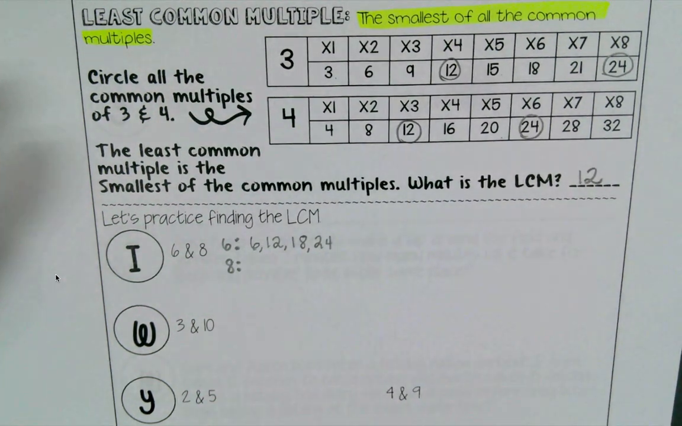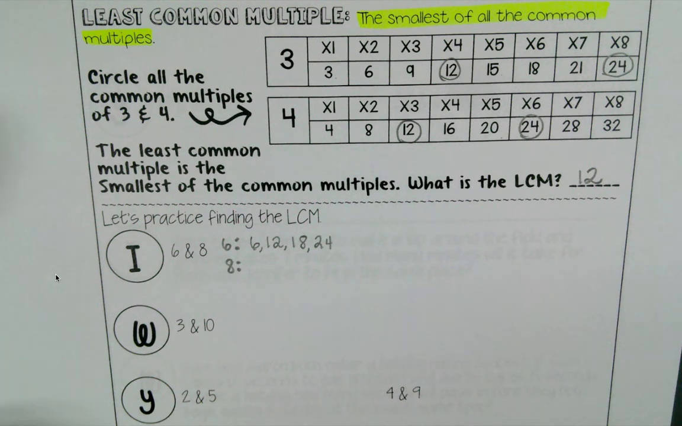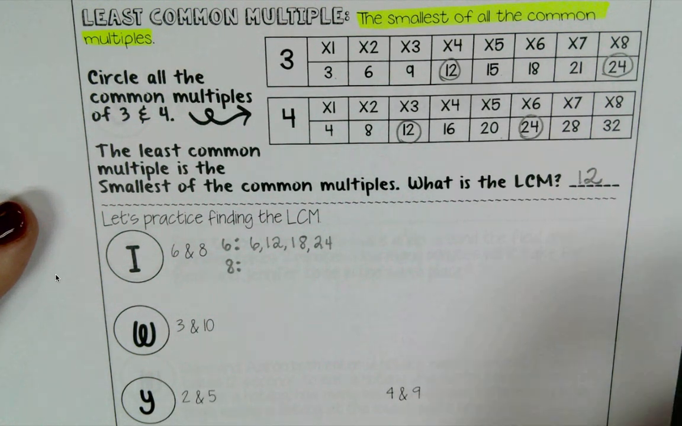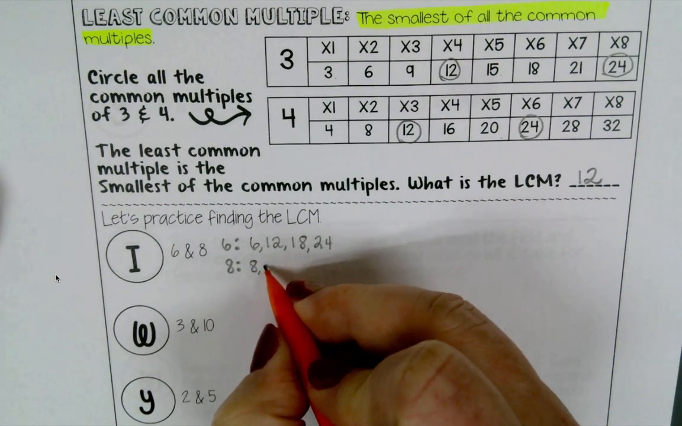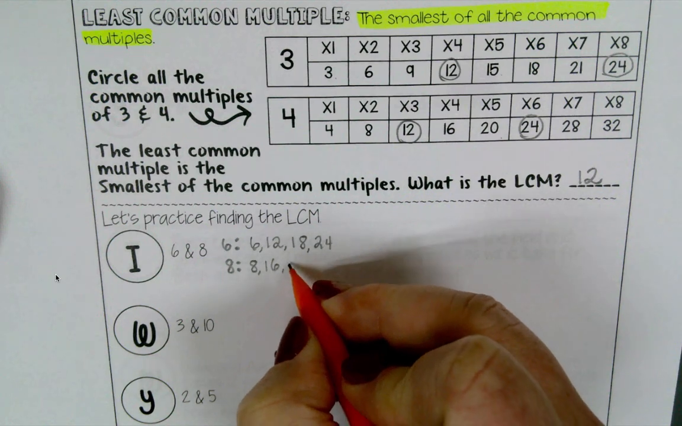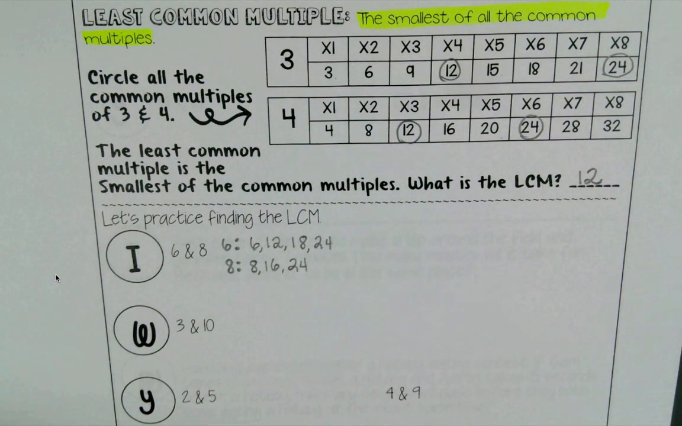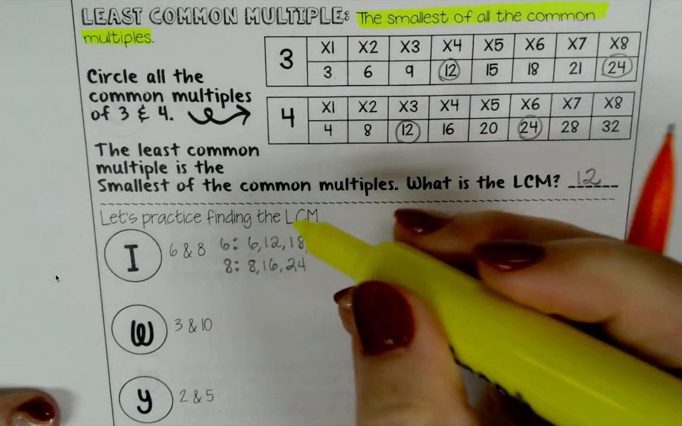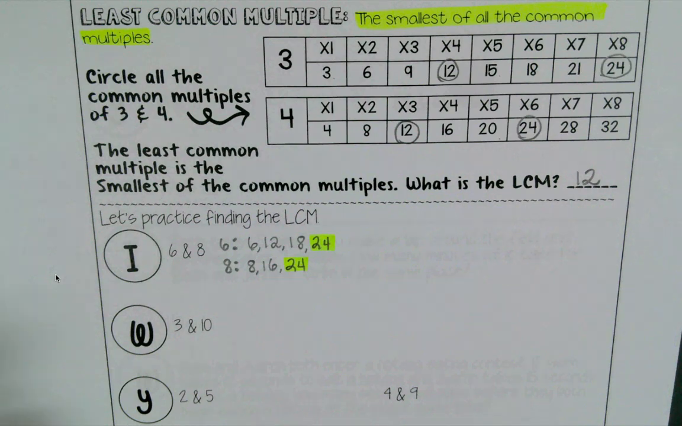Now, I did tell you during topic 1 when we're looking for multiples, don't go crazy far out because you could go on forever with multiples. So let's do some for 8. 8 times 1 is 8. 8 times 2 is 16. 8 times 3 is 24. So remember here, I said when you hit that common multiple, stop. Stop. Don't waste your time. And there it is.